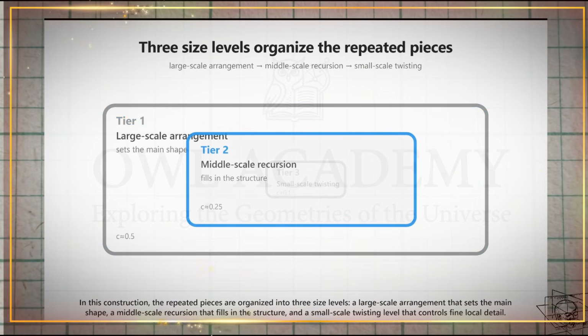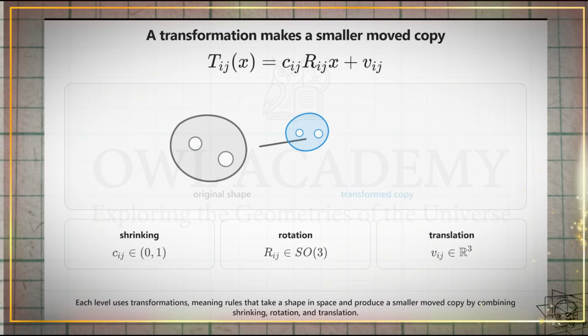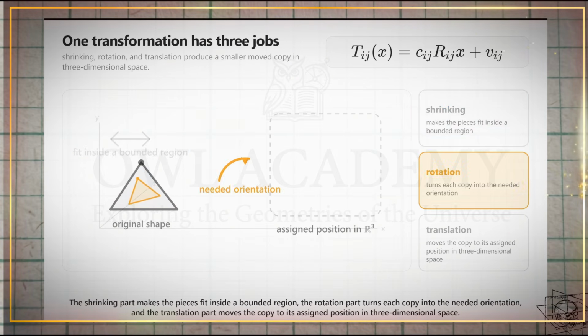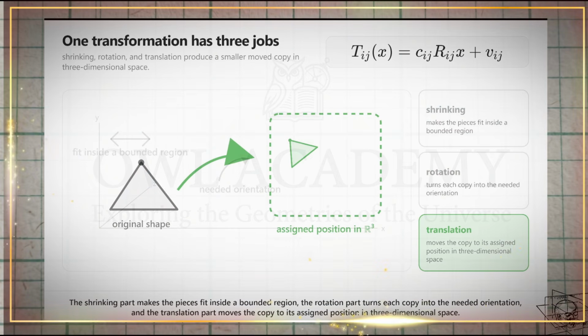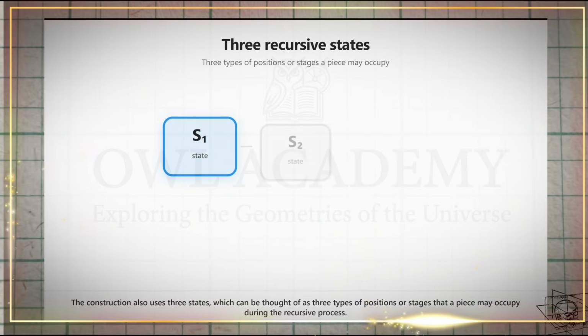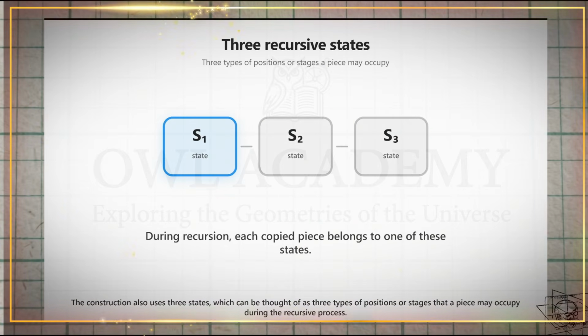In this construction, the repeated pieces are organized into three size levels: a large-scale arrangement that sets the main shape, a middle-scale recursion that fills in the structure, and a small-scale twisting level that controls fine local detail. Each level uses transformations, meaning rules that take a shape in space and produce a smaller moved copy by combining shrinking, rotation, and translation. The shrinking part makes the pieces fit inside a bounded region. The rotation part turns each copy into the needed orientation, and the translation part moves the copy to its assigned position in three-dimensional space. The construction also uses three states, which can be thought of as three types of positions or stages that a piece may occupy during the recursive process.